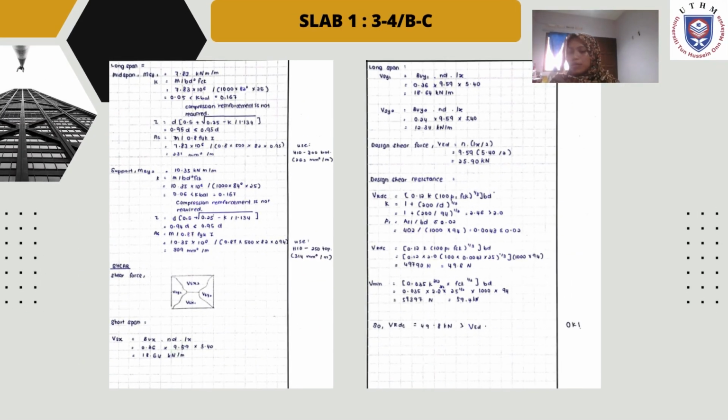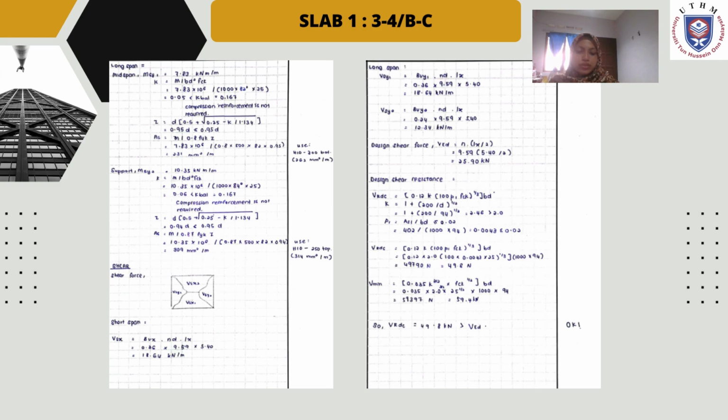Next is our main reinforcement for the long span calculation. We have the midspan and the support. For the midspan, we are using 7.83 kilonewton meter per m, and our As required is 231 mm cube per m. Meanwhile, our As provided is H10 300 at the bottom, with a value of 262 mm cube per m. For our support, using 10.35 kilonewton meter per m, our As required is 309 mm cube per m, and our As provided is H10 250 at the top.